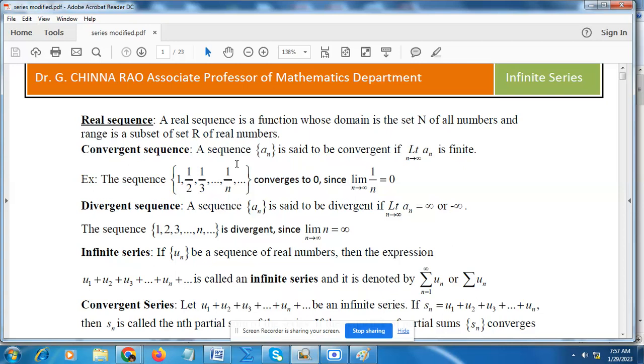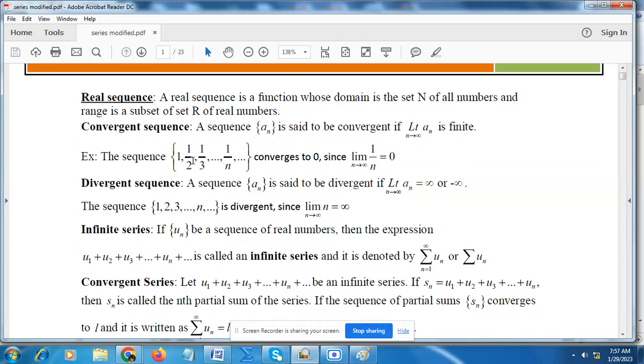Convergent sequence. A sequence an is said to be convergent if limit an as n tends to infinity is finite. Take for example, 1, 1 by 2, 1 by 3, and so on, 1 by n, and so on, is a sequence whose nth term is 1 by n, and limit 1 by n as n tends to infinity is 0. So here the nth term tends to 0, so it converges.